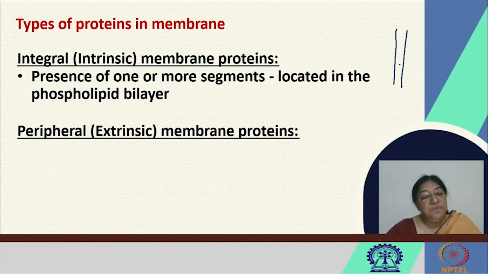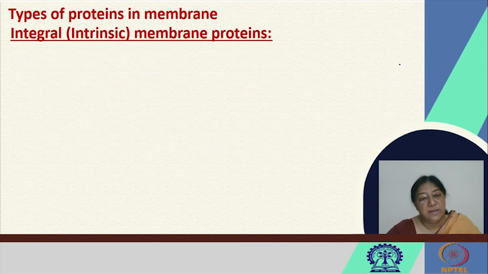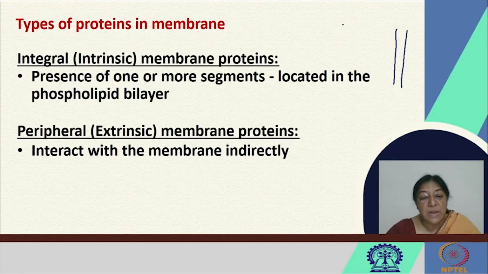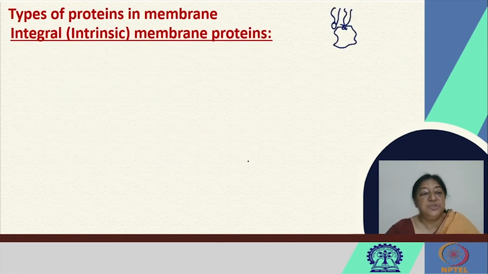We look at the peripheral type. These are the extrinsic membrane proteins. They interact with the membrane indirectly, in the sense that they have the specific structural features. So these are the structures that we have for the lipid bilayer, and we would have a protein integrated there, where we would have the interaction with the membrane in a different fashion.